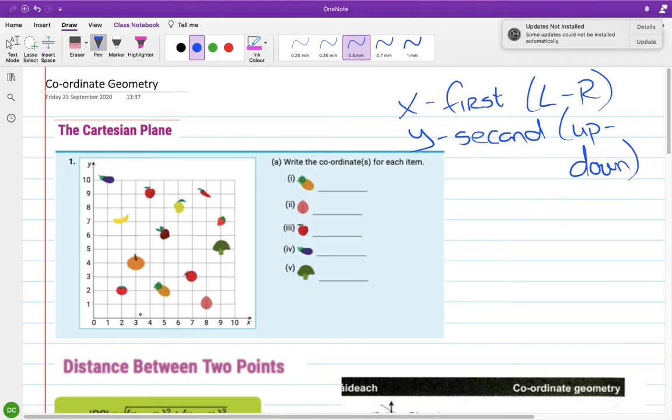Okay, so I'm trying to get to the pineapple, so I start here, and I do right-left first, so I go 1, 2, 3, 4, 5, okay, and that's where the pineapple is. So it starts with a 5. And then to get to the pineapple, I have to do 1, 2. So my up-down movement is 2. You put a comma between them and brackets around them.